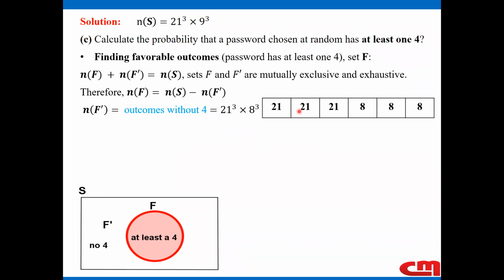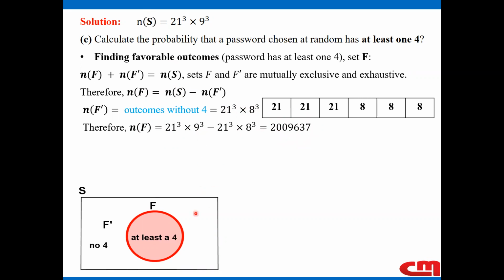So now, using the fundamental counting principle, I multiply the 21, 21, 21, 8, 8, 8 to get the actual number of elements in the F complement. I can still work with this without actually getting the number. So now I substitute in the number of elements in F, which is represented by this minus this, which gives this, and the number we get is this. So we are saying the password with at least a 4 is represented by this.